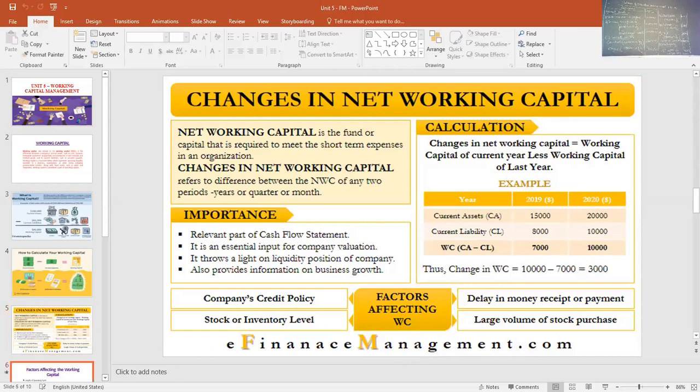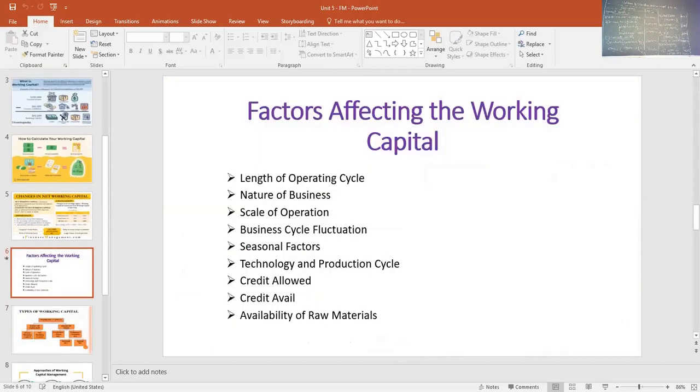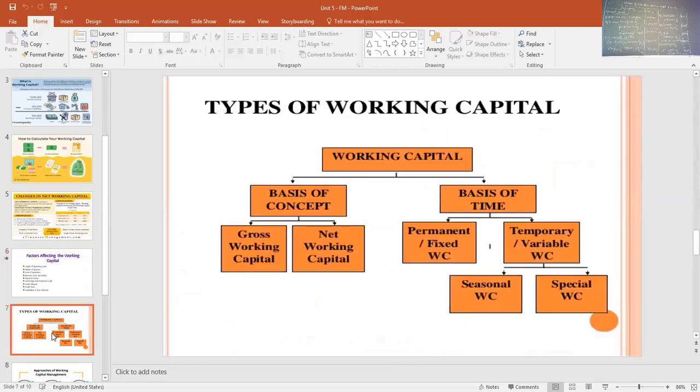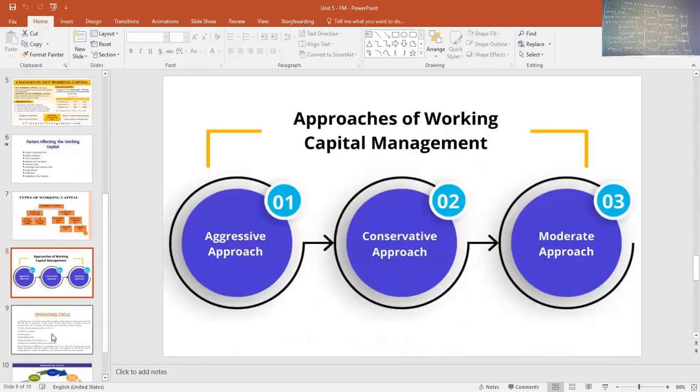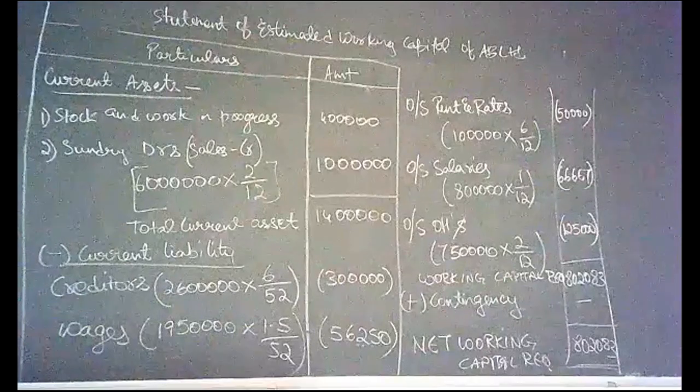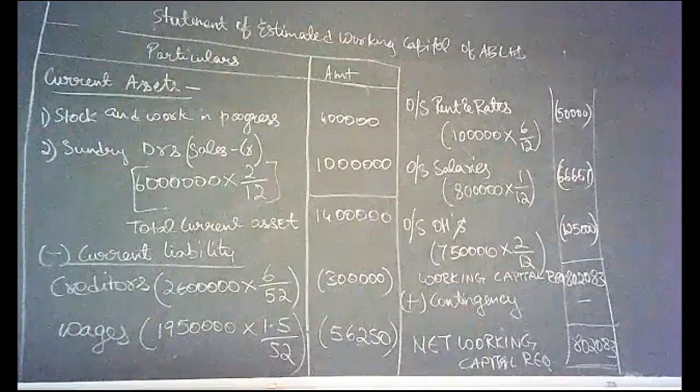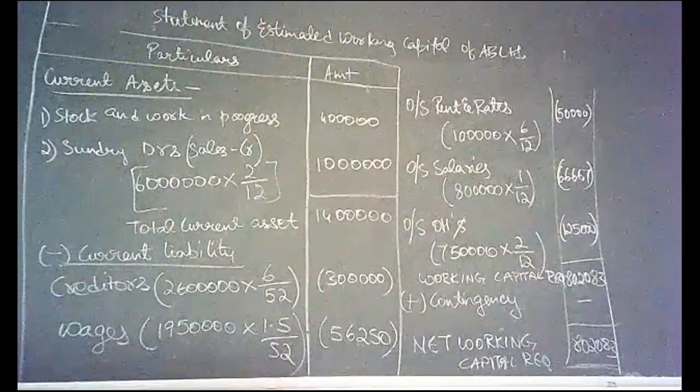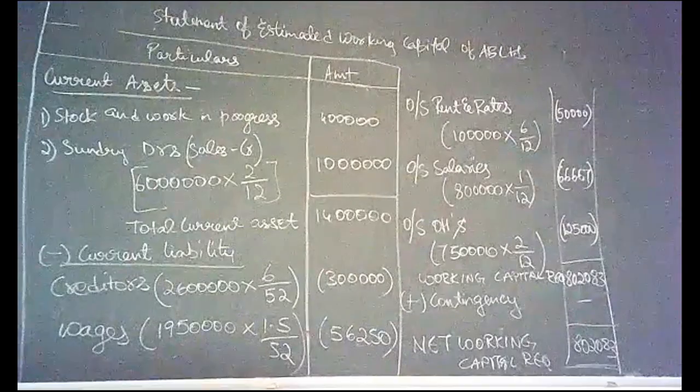Further, we saw the most important question in this module, which refers to the factors affecting working capital. I had asked you to make a note of this because it is very important from the point of view of the exam. And then we saw the types of working capital, and we ended with the approaches of working capital management. So with that, we had completed the theory part of unit number 5, but the meaning of operating cycle and cash cycle is pending, which we will do later.